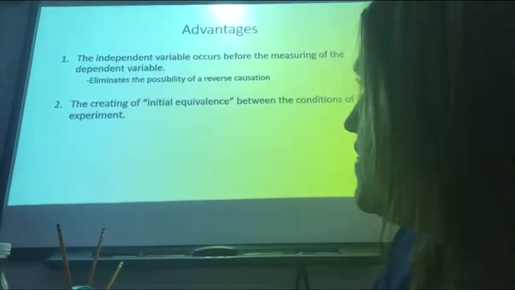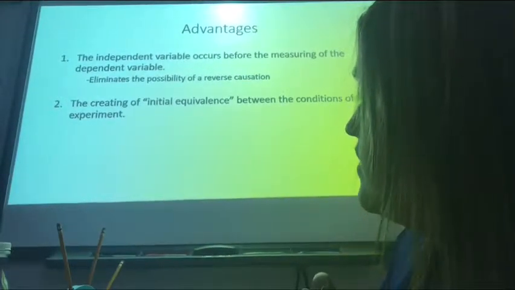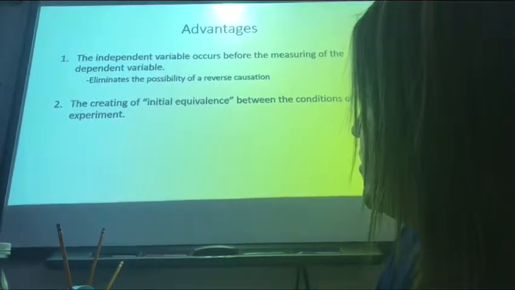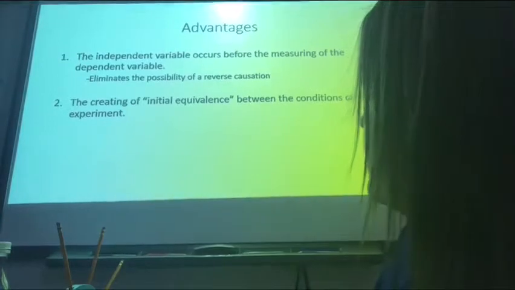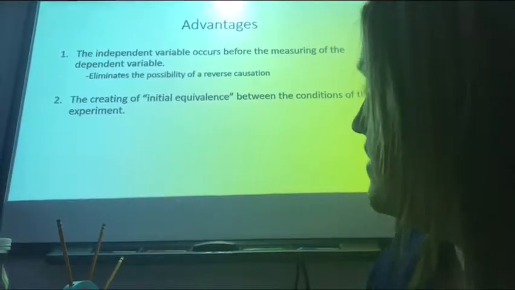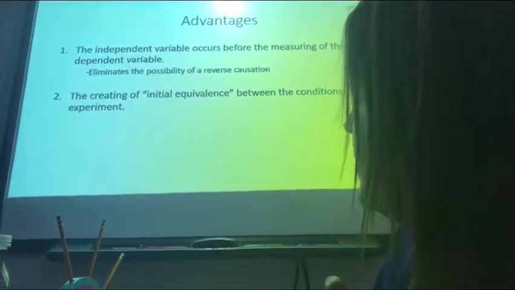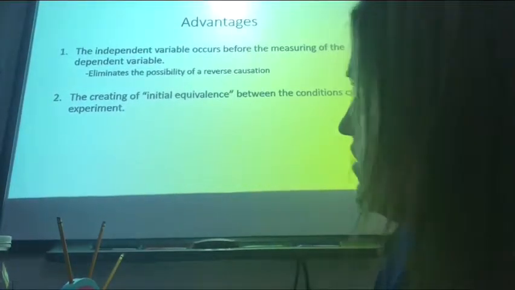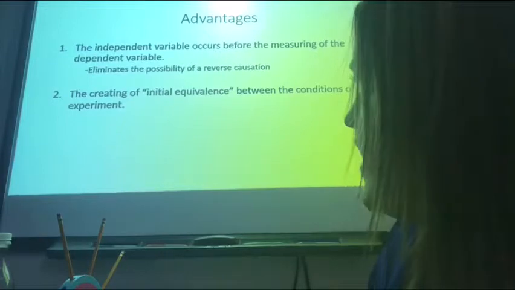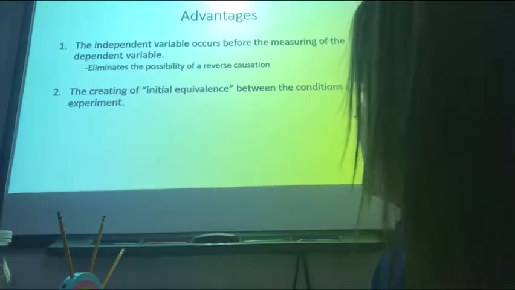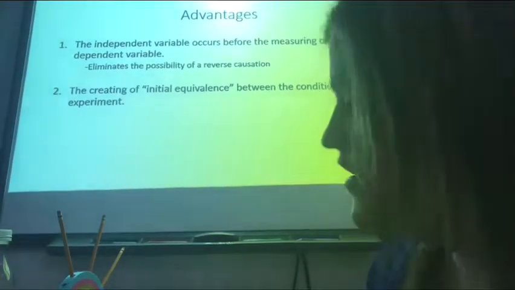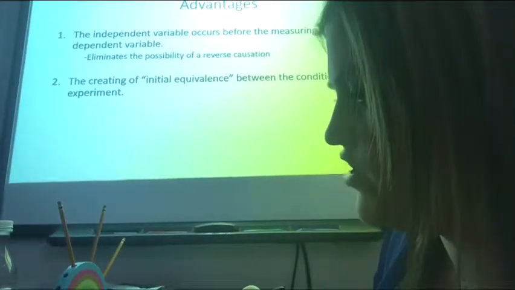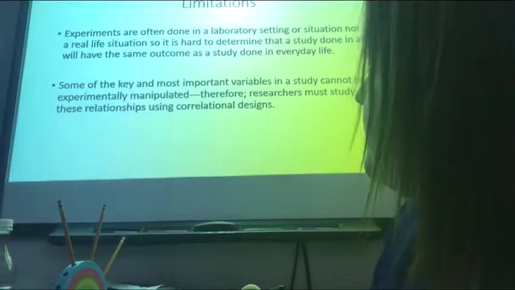Advantages of the study would be: experimental research gives the independent variable occurs before the measuring of the dependent variable. So it does eliminate the possibility of a reverse causation, which we will talk about. And it also creates the initial equivalence between the conditions of the experiment. So the experimental research does have advantages over the correlational research in that factor.